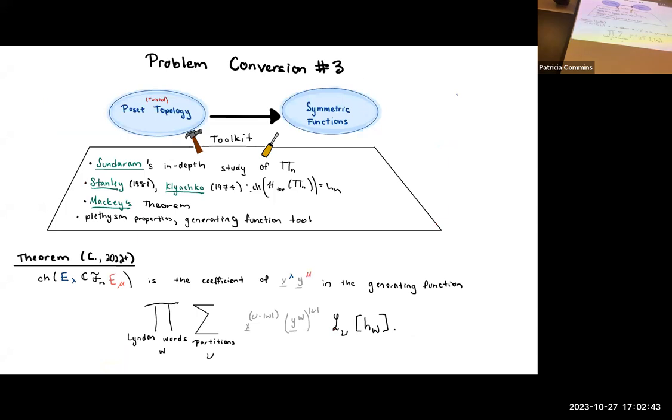Okay, and then this last step was maybe the trickiest one for me, but there were a lot of tools to work with. A big part of it was that Sundaram has a very nice paper with a lot of representations that come from the homology of partition lattices, as well as Stanley and Klyachko and Mackey's theorem, and then just some plethysm and properties and things like that. And that's how we got to this generating function at the end.